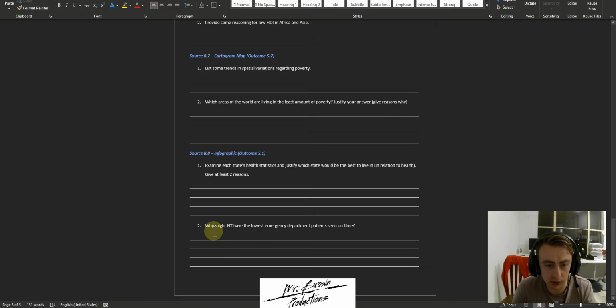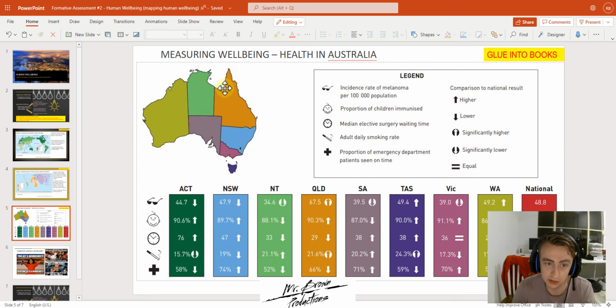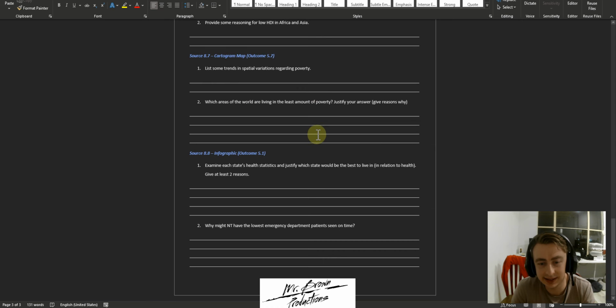Then I would like you to move on to question 2, which is why might the Northern Territory have the lowest emergency department patients seen on time? So the Northern Territory is in light green here, and they have the lowest of 52%. Why do you think that is? Justify some reasons for me there.